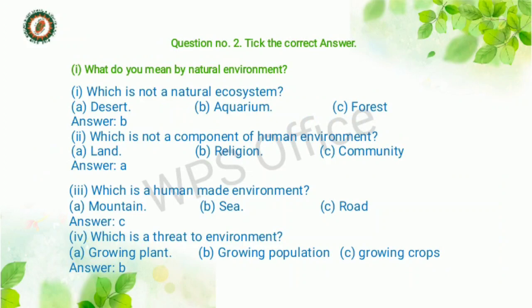Now question number 2, it is a different type of question and the instruction is tick the correct answer. So now start. Number 1 is, which is not a natural ecosystem? And there are 3 options, A, desert, B, aquarium, and C, forest. And the correct answer is B, aquarium.